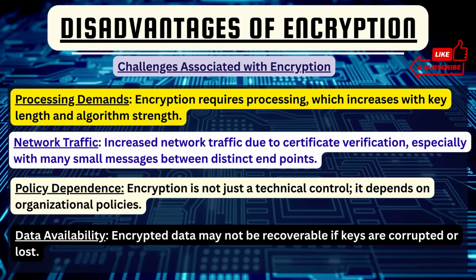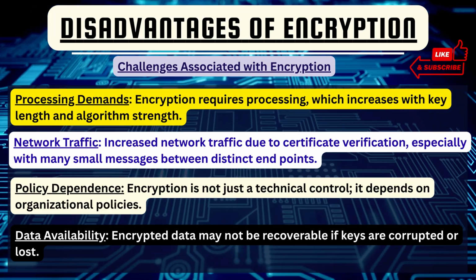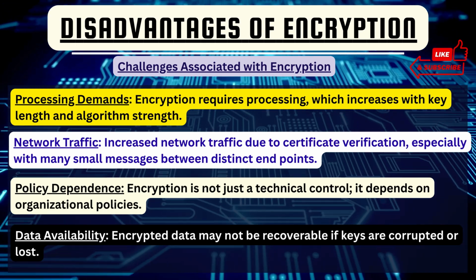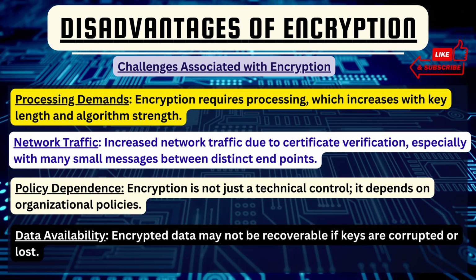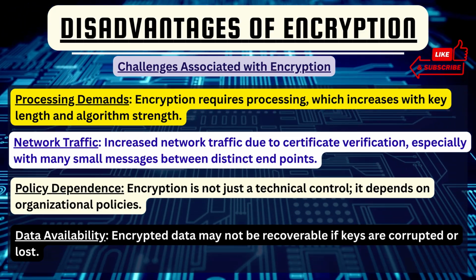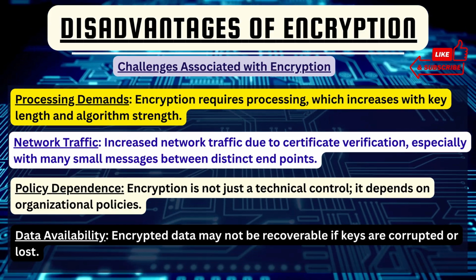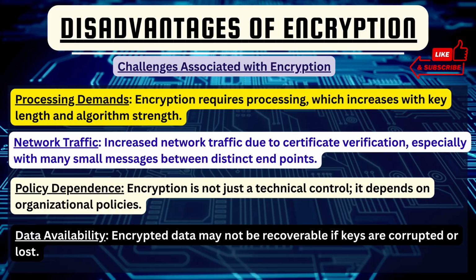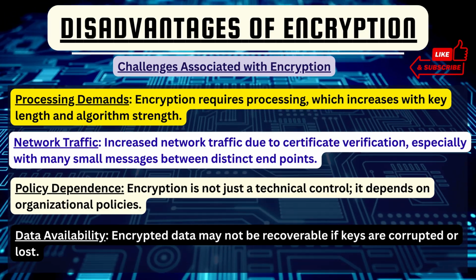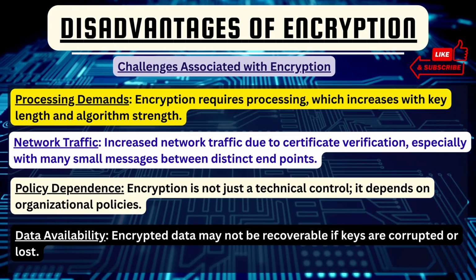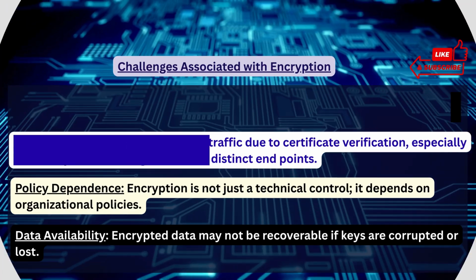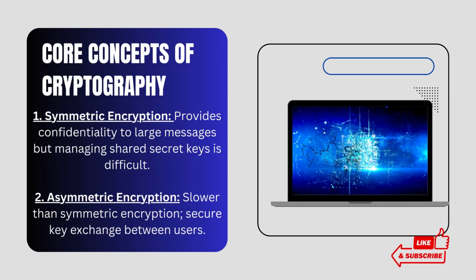4. Data availability risks. And finally, if encryption keys are lost or corrupted, the data they protect can become completely unrecoverable. No backdoor, no workaround, it's gone. That's why secure key storage and backups are absolutely essential. So, while encryption is a cornerstone of cybersecurity, it's important to understand these limitations and plan accordingly. Now let's wrap it up with core concepts of cryptography.